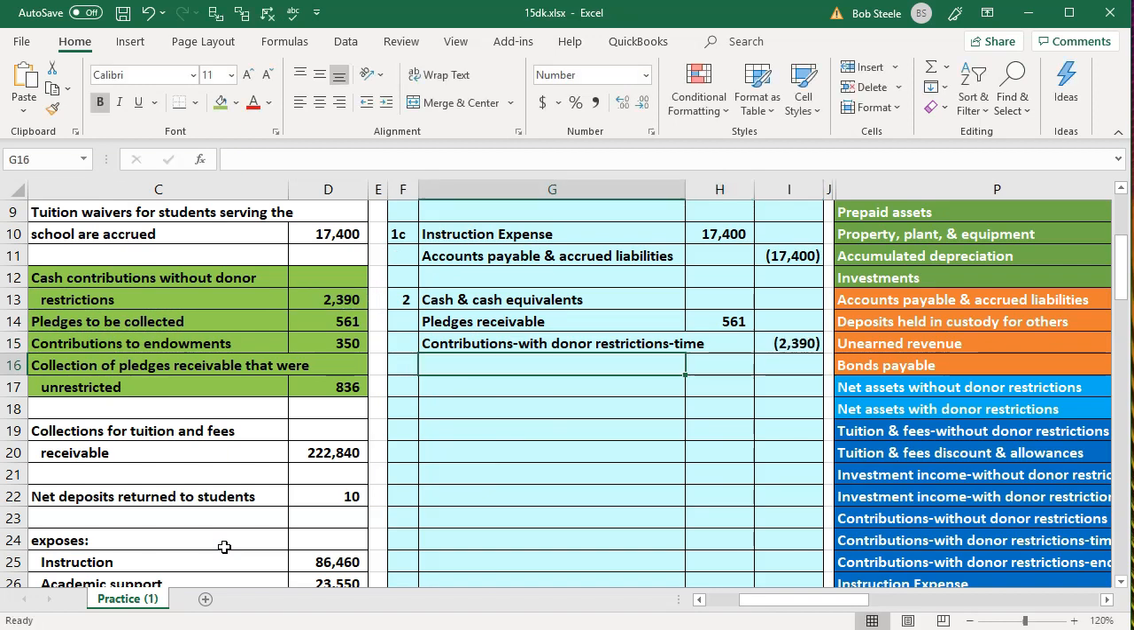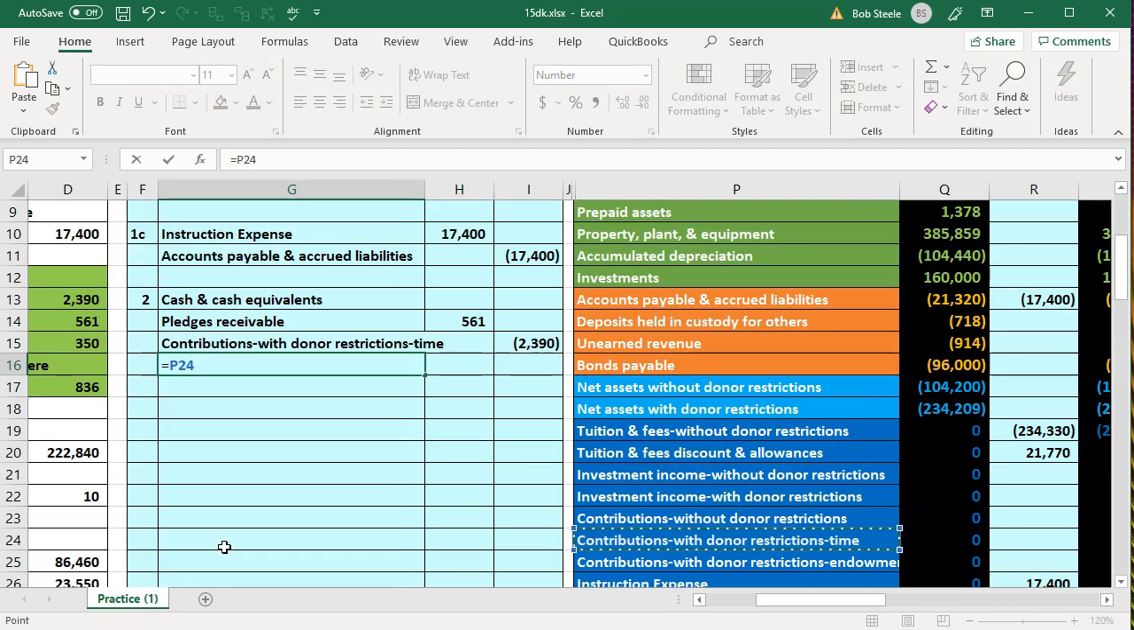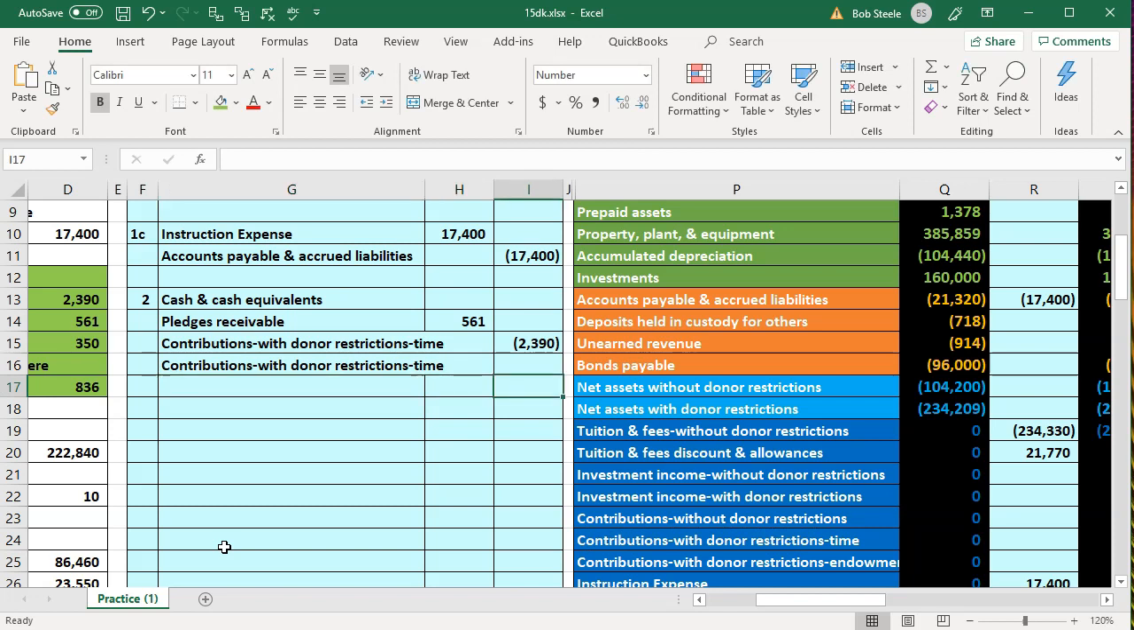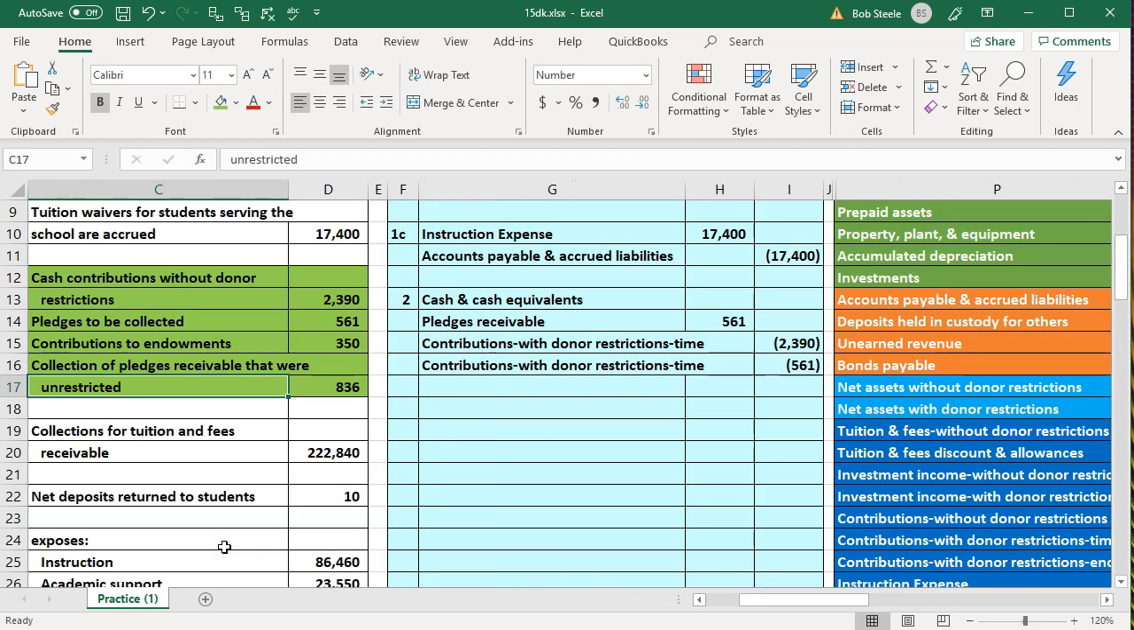The next item is we're going to put the other side of the pledges now, which is going to be a contribution with restrictions, that restriction being related to time. So although we are going to be recording basically kind of like a revenue account, we're going to restrict it given the fact that there's a time restriction. We haven't yet received those pledges. So we're going to say this is going to be equal to contributions with restrictions, that restriction being time. And in cell I-16, negative of that 561. Negative of the 561, picking up that credit amount.